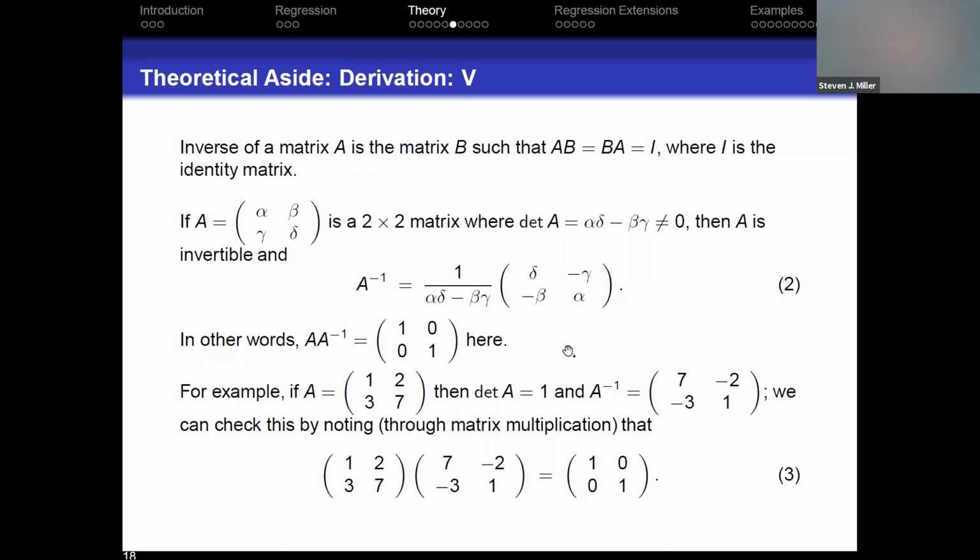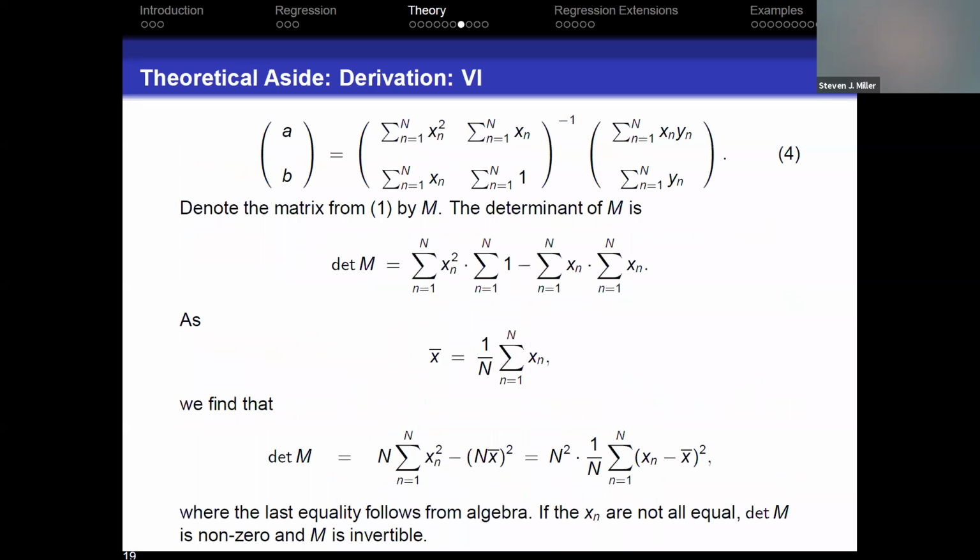So for example, if we take the matrix 1, 2, 3, 7, it turns out the determinant of the matrix is 1. That's not a coincidence. I wanted to make the algebra nice for myself. I will get A inverse is 7, -2, -3, 1. And you can check when you do matrix multiplication that you do get 1, 0, 0, 1. You do get the identity.